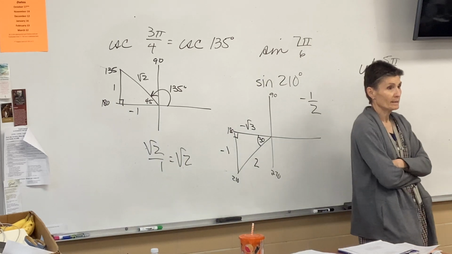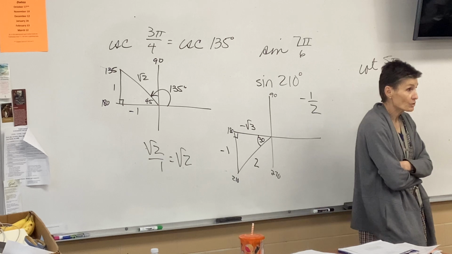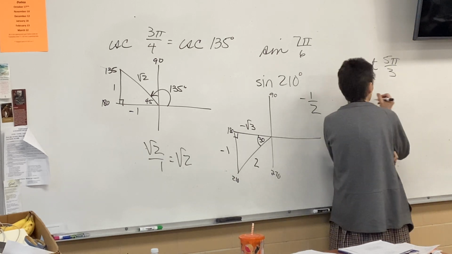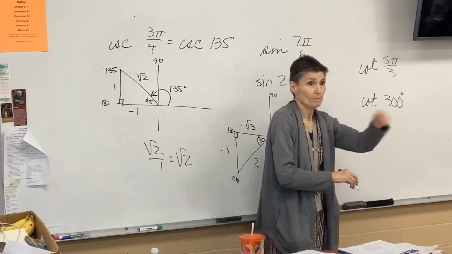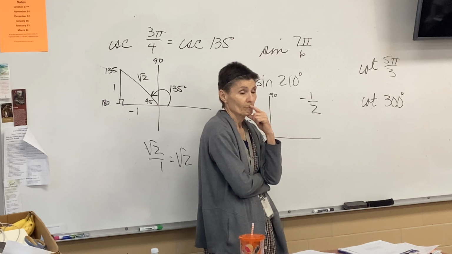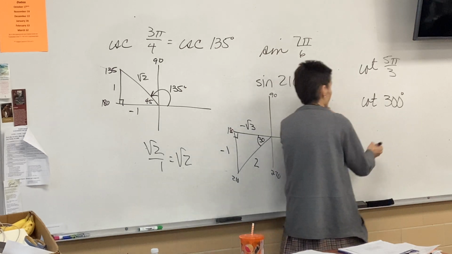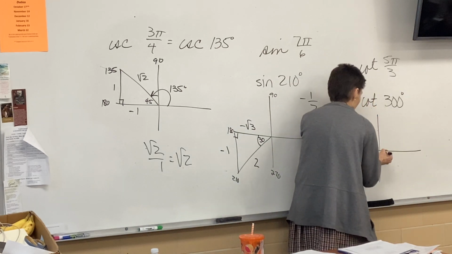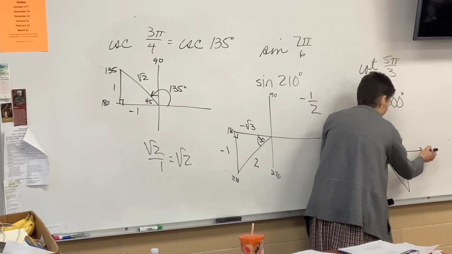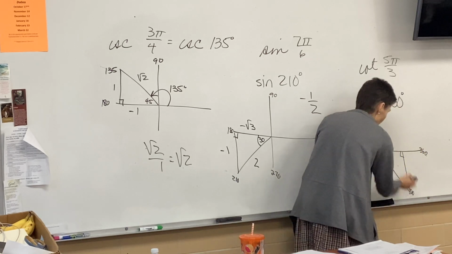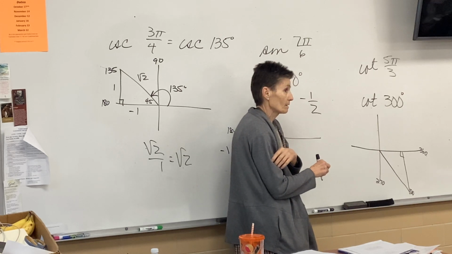What was the first thing you did? Everybody should have this done. What was the first thing you did? Change it into 300. So everybody got 300? If you didn't, you need to lean over and ask your neighbor. You need to be able to get 300. Where did you draw 300 degrees? I hope in quadrant 4, because this is 270 and this is 360, so wouldn't 300 be in between?